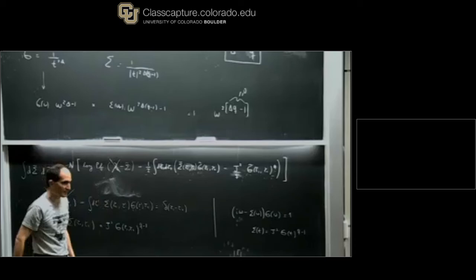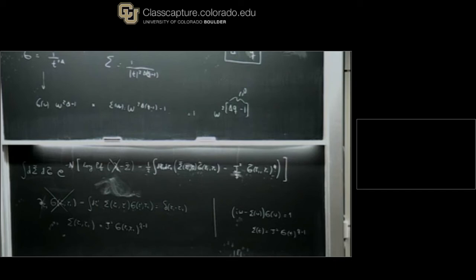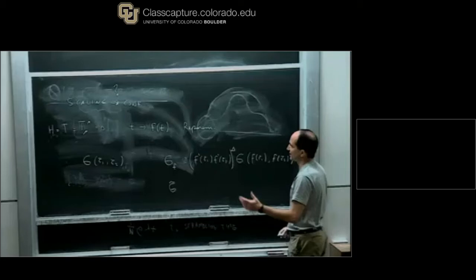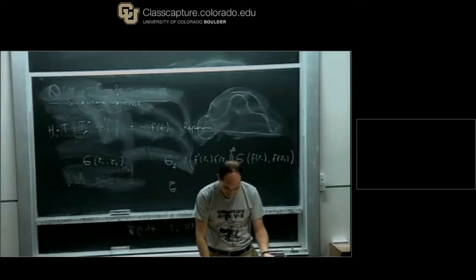Okay, so we have a whole reparametrization symmetry. This symmetry is called reparametrization. I mean, you could also call it Virasoro, but we will not define an algebra. So we're not going to call it Virasoro. We're just going to call it reparametrization.